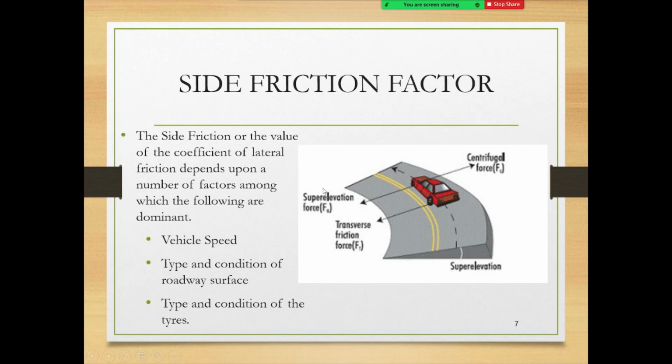Then the side friction, or the value of the coefficient of lateral friction, depends upon a number of factors, among which the following are determinant, right? You know, there is something called lateral friction. With common sense, you can understand what these factors are. One is vehicle speed, and then type and condition of the roadway surface, and type and condition of the tires.